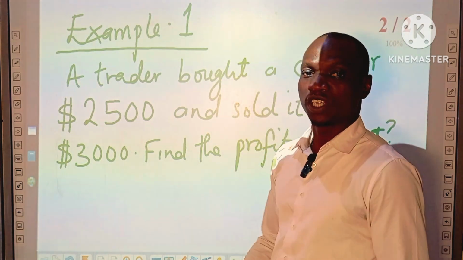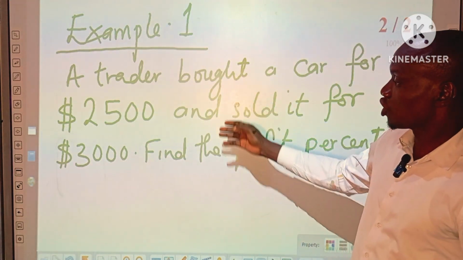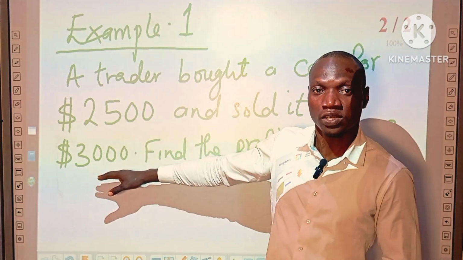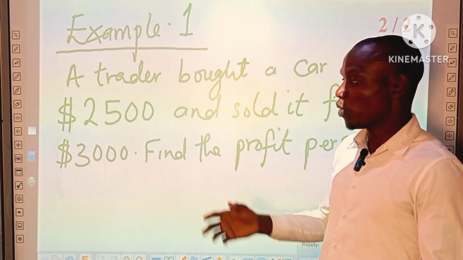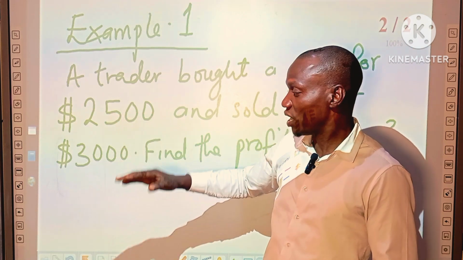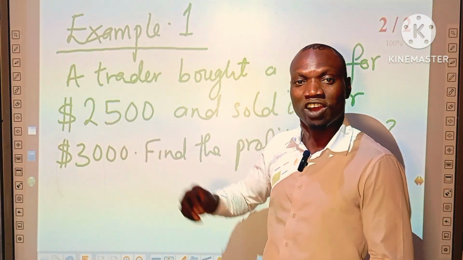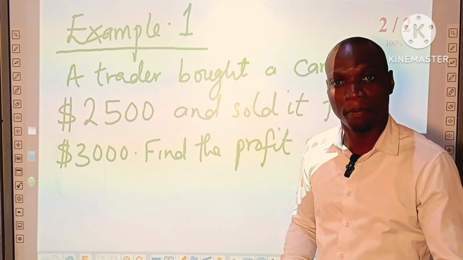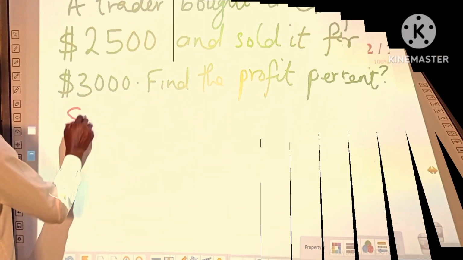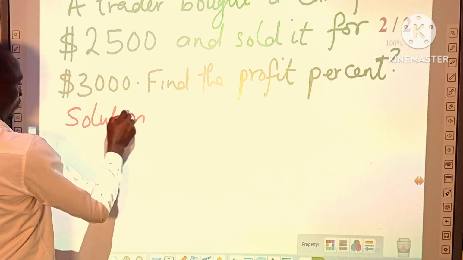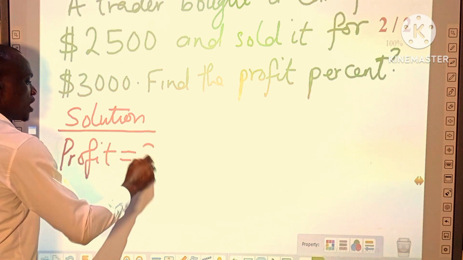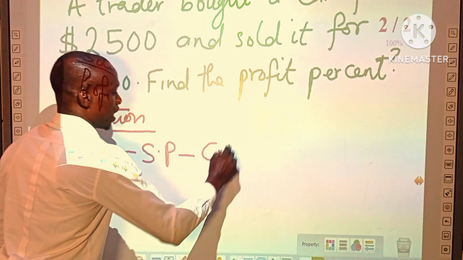Now, from our question, we discovered that the cost price is $2,500, while the selling price is $3,000. The selling price is bigger than the cost price. In our first video, we said whenever the selling price is bigger than the cost price, you have made a profit. So, the first point of call is to calculate the profit. Profit is equal to selling price minus cost price.